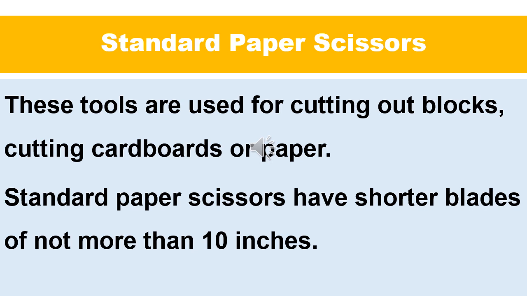Standard paper scissors. These tools are used for cutting out blocks, cutting cardboard or paper. Standard paper scissors have shorter blades of not more than 10 inches. Ensure you have a separate pair of scissors for cutting fabric.